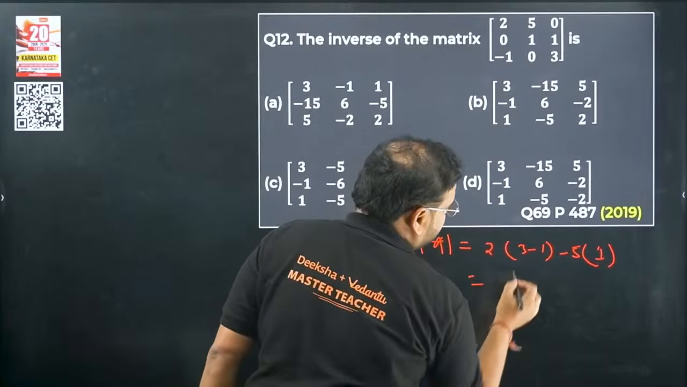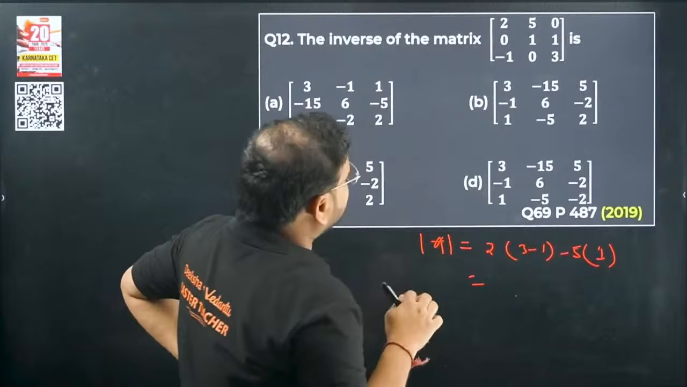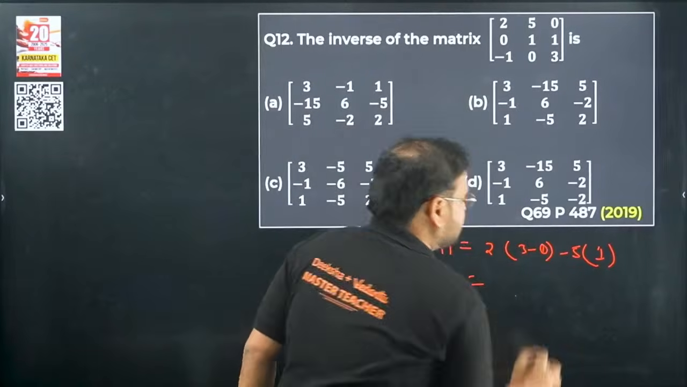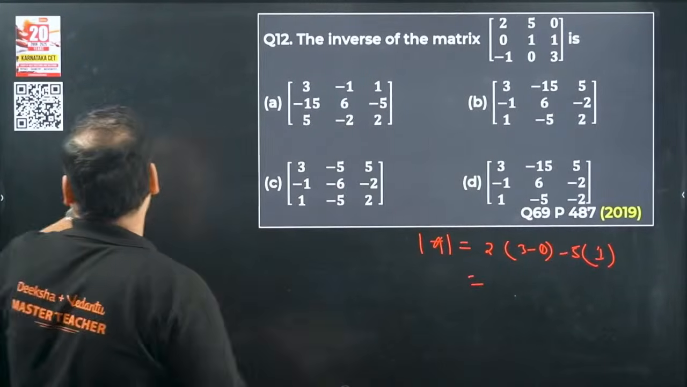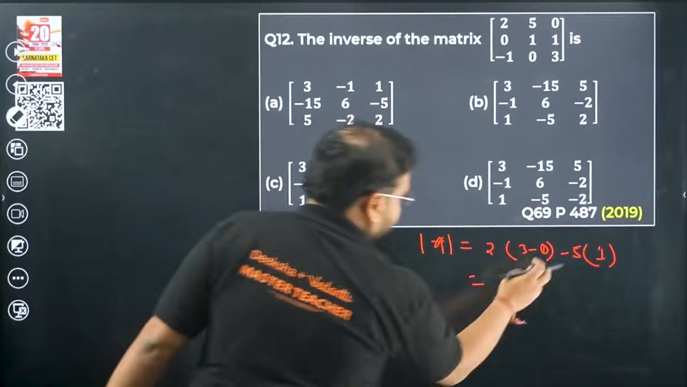Sir, this is nothing but, what is it? 3 minus 0, no, sir. Sorry, sir, I made a mistake. Forgive me. 3 minus 0, sir, not 1.